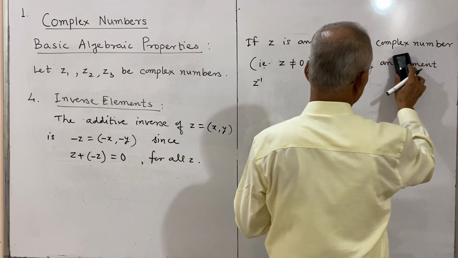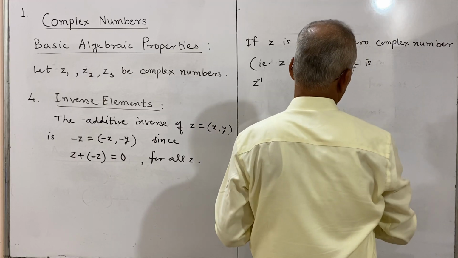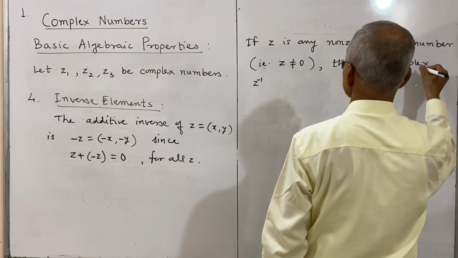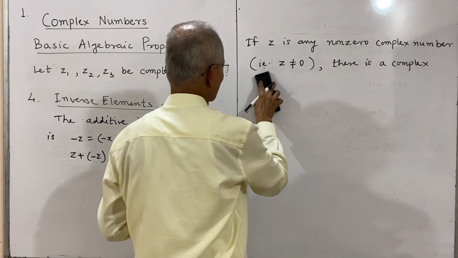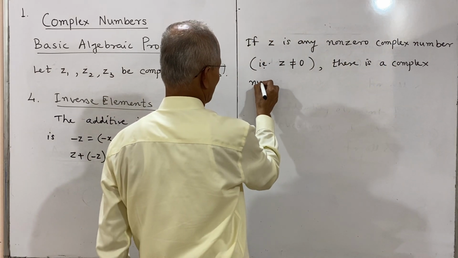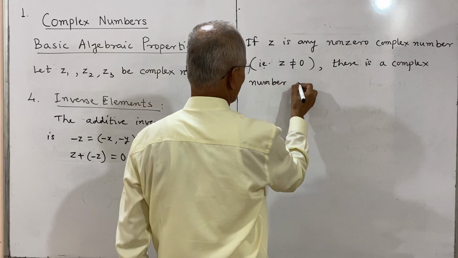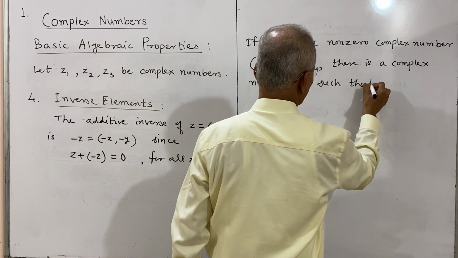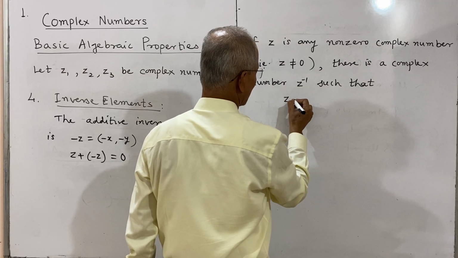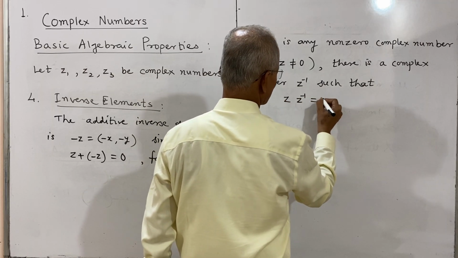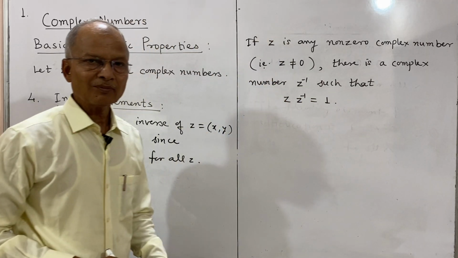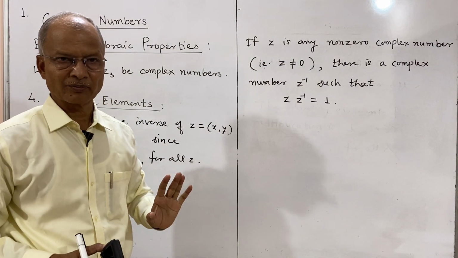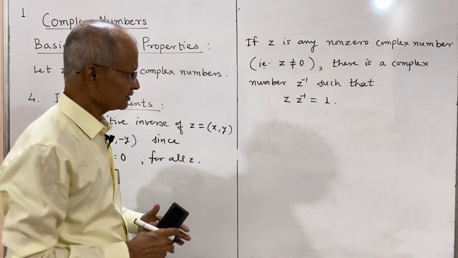And there exists a complex number such that Z into Z inverse is equal to 1. That means the multiplicative inverse exists for non-zero complex numbers. That is the meaning. So we shall obtain Z inverse.